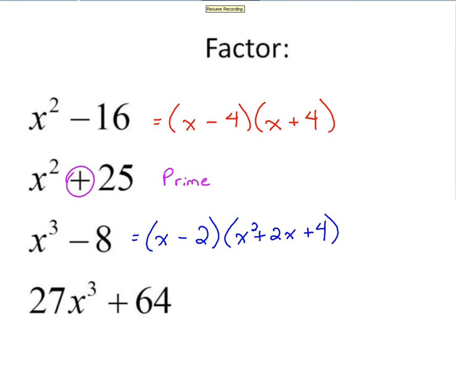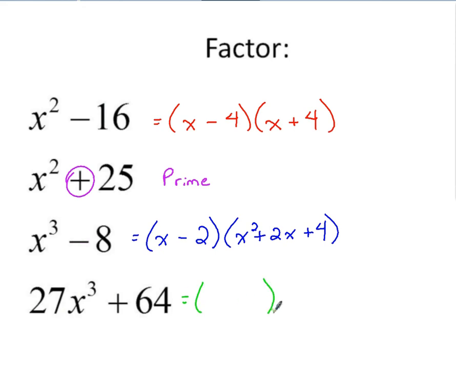Okay, so on the last one, you've got a sum. The sum of squares, we can't factor it. But for this one, we've got a sum of two perfect cubes, right? You can take the cube root of 27. You can take the cube root of x cubed. You can take the cube root of 64. So we can take the cube root of all that.